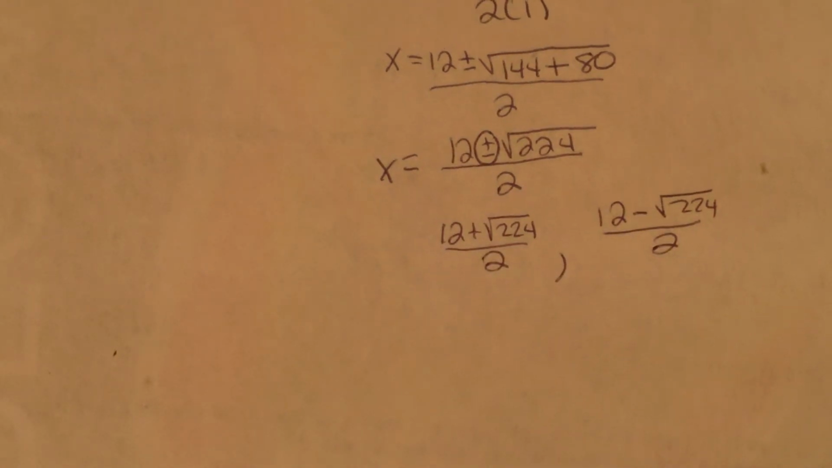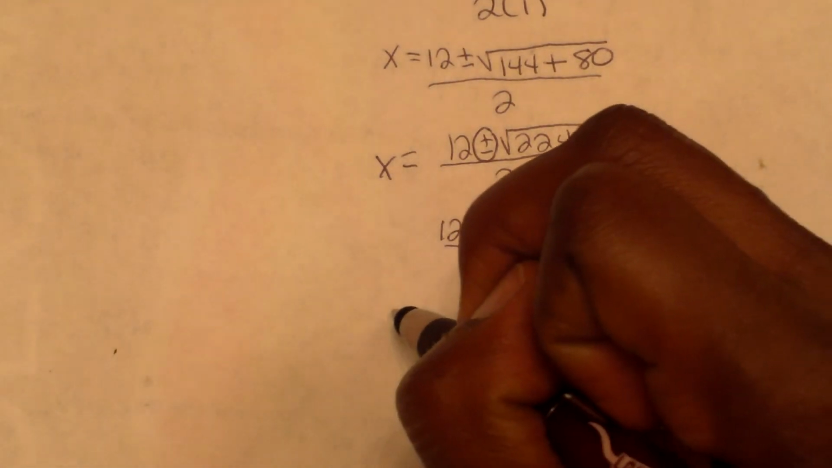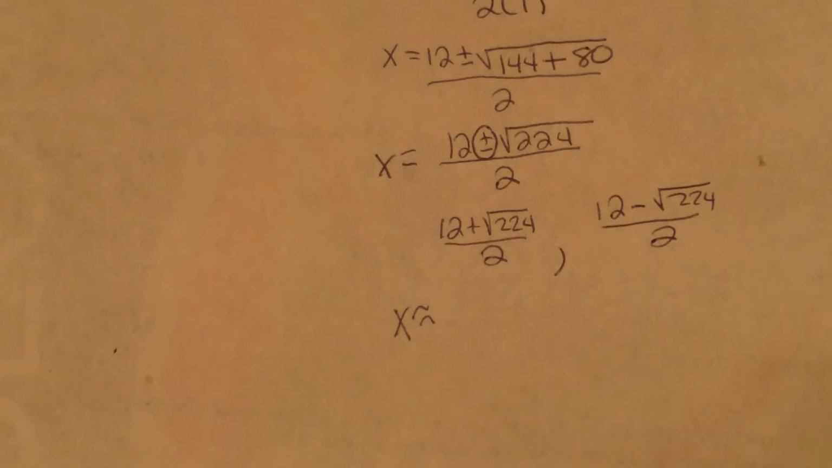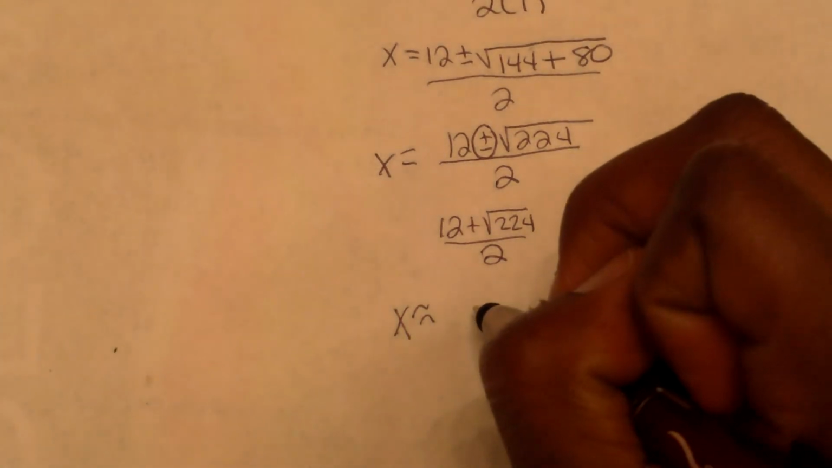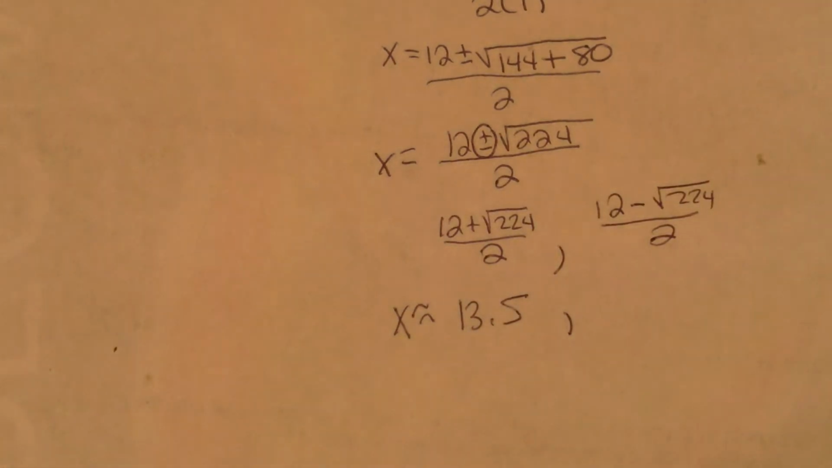I'm at home, so I really don't have a good calculator. I'm just using my cell phone. So I'll take the square root of 224, which is approximately 15, plus 12, and then we divide it by 2. And so the approximate value, and what did the directions say? It didn't say anything. Normally we just round to the nearest tenth. So the approximate value is 13.5 for that 0. And then the other one would be the square root of 224, which is about 14.9, and we would do 12 minus the answer.